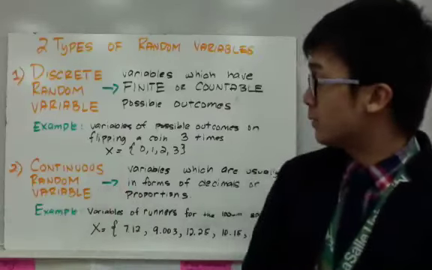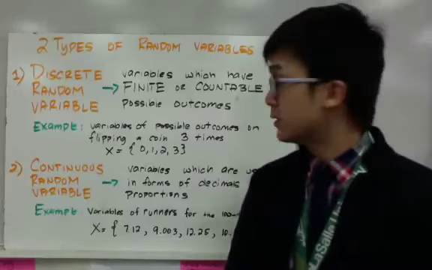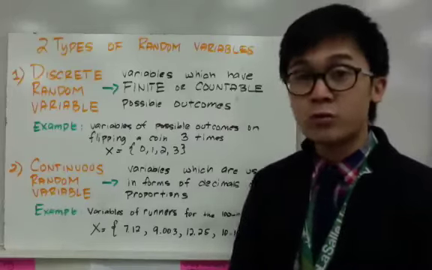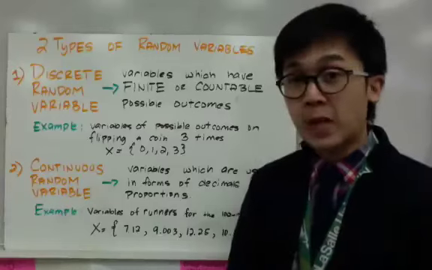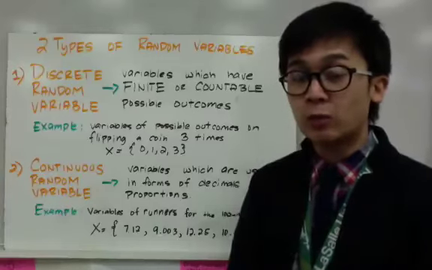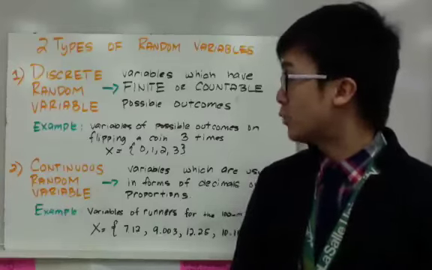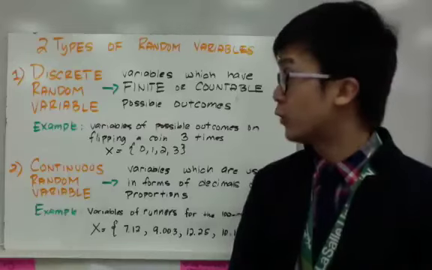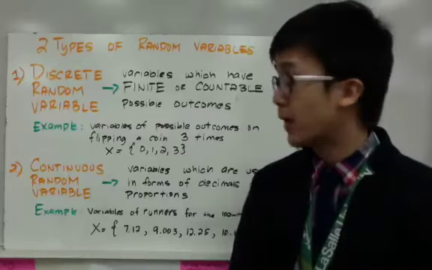Another example of discrete random variables is, let's say instead of flipping a coin 3 times, we flip it 2 times and hope that it will land on heads. So x will be 0, 1, and 2 for your discrete random variable for that experiment.